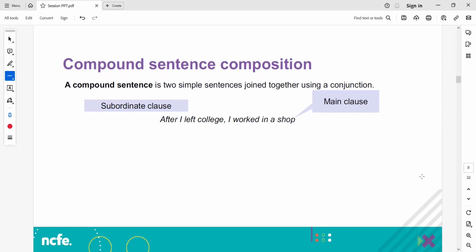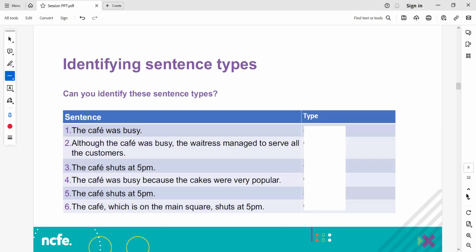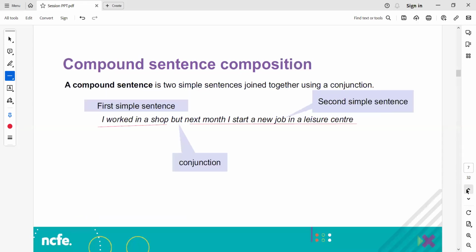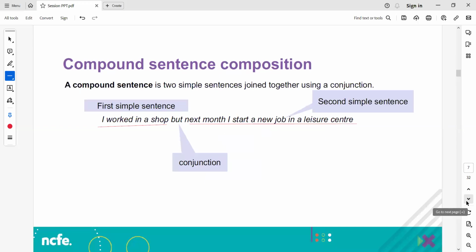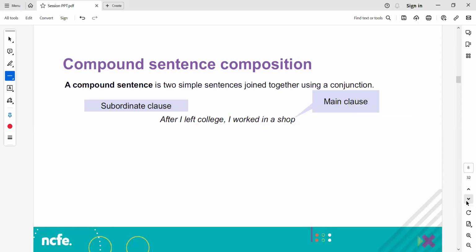So, oh, sorry. Right, so identifying sentence types. So, can you identify whether it's a simple sentence or a compound sentence? Just a minute, what's happened here? Excuse me one moment. Okay, sorry.